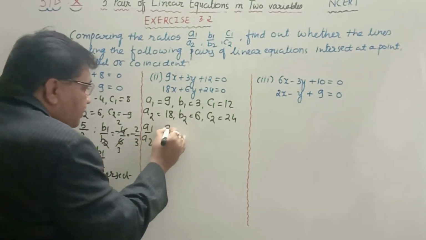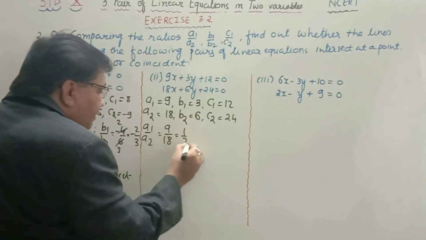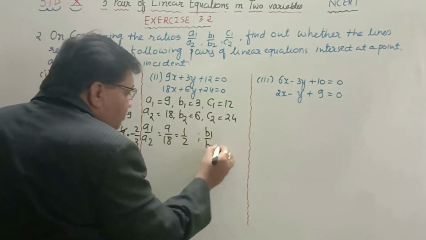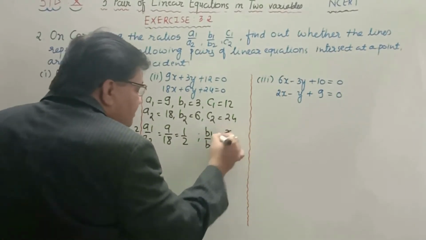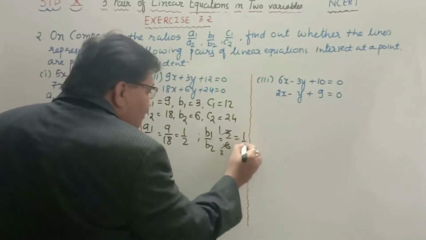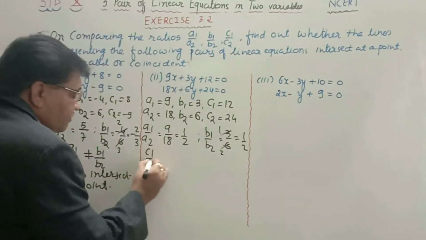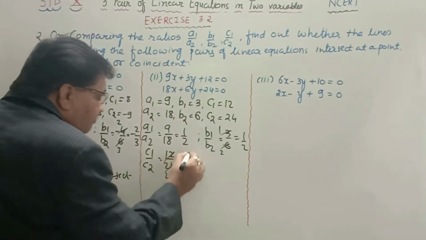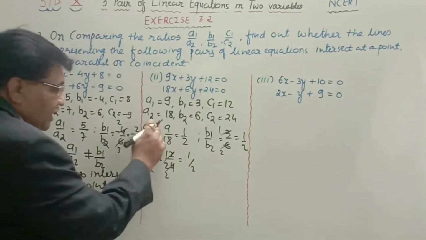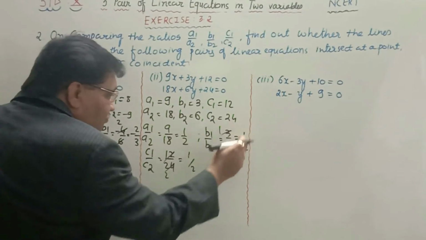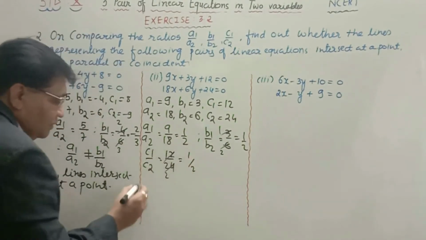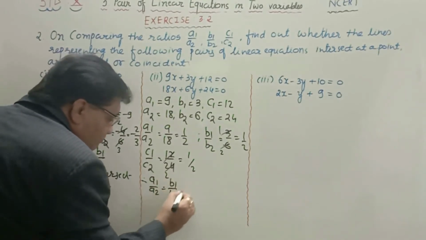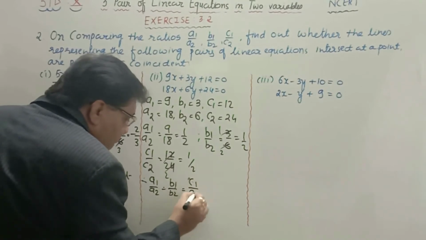A1 upon A2, 9 by 18, 1 by 2, here we get 9 2 is 18. B1 by B2, 3 upon 6, 3 1s are 3, 3 is 6, 1 by 2. C1 by C2, 12 upon 24, 12 2s are 24, 1 by 2. So A1 by A2 1 by 2, B1 by B2 1 by 2 and C1 by C2 1 by 2. Therefore here we write A1 by A2 is equal to B1 by B2 is equal to C1 by C2.